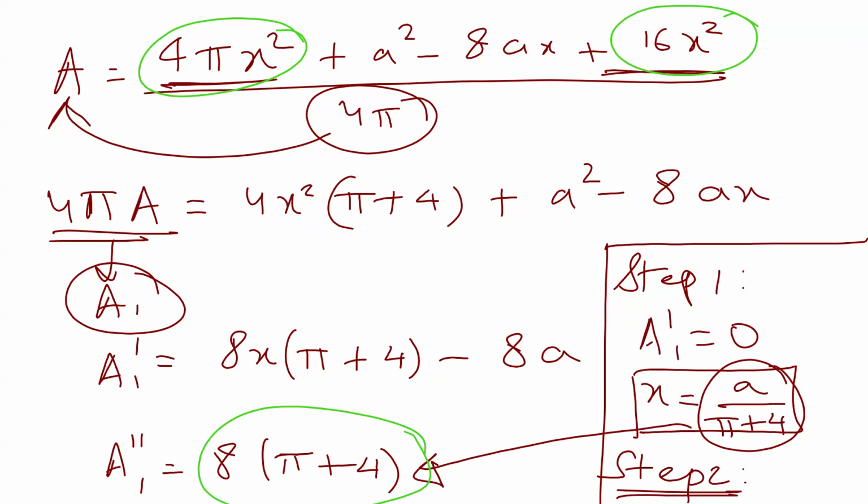So we got the value of x. X is equal to A upon pi plus 4. Now x is the side of the square. We are interested to calculate all the dimensions. Okay. So we need to find out the value of r. R is equal to, can I go to the next slide? Please tell me.